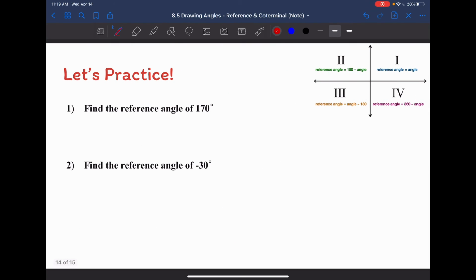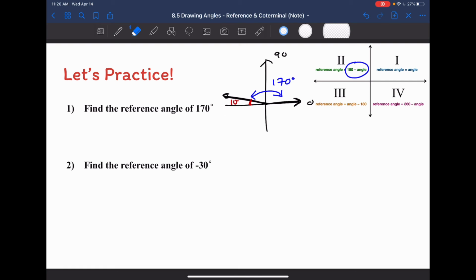So let's practice. Find the reference angle of 170 degrees. If I were you, I'd draw where 170 is. 0, 90, 180, right? So 170 is pretty close to 180 degrees. So that's my 170 degrees. It's in the second quadrant. Second quadrant, what's the rule? 180 minus the given angle. So 180 minus 170, this acute angle will be just 10 degrees. So the reference angle for 170 is, let me write down, 180 minus the given angle, which is 10 degrees.